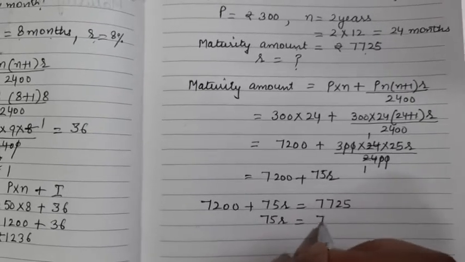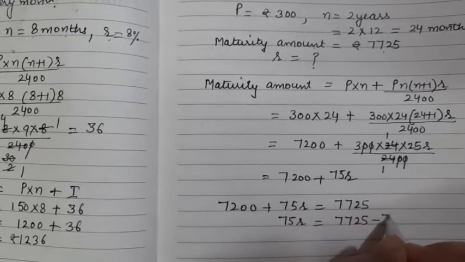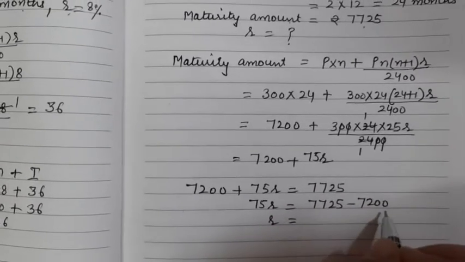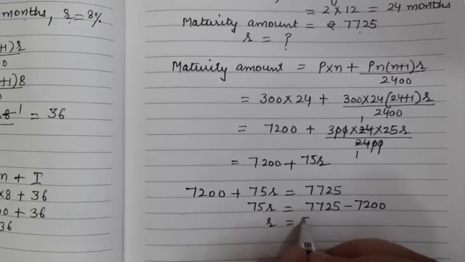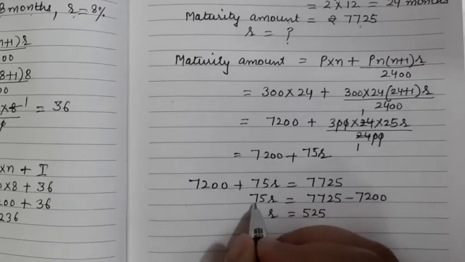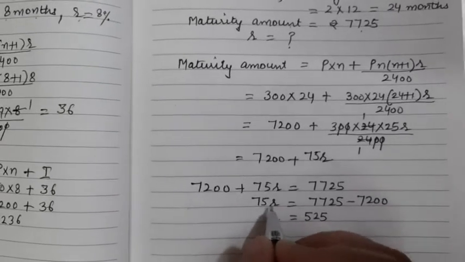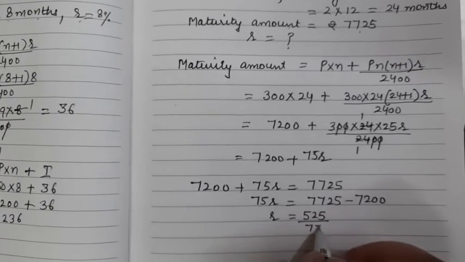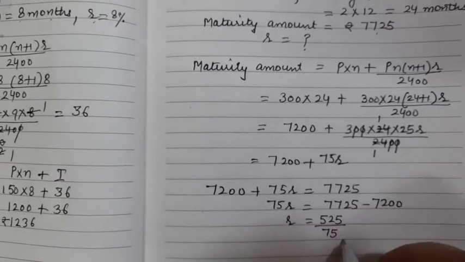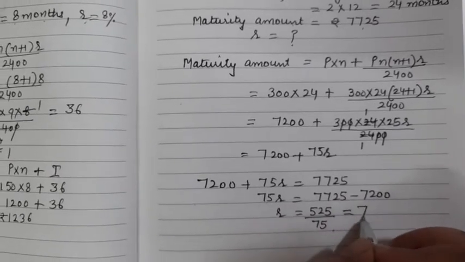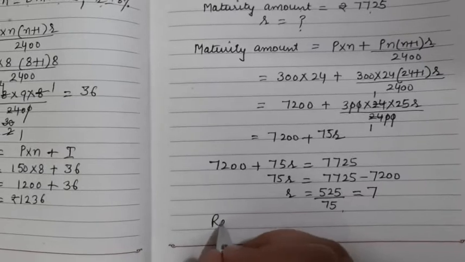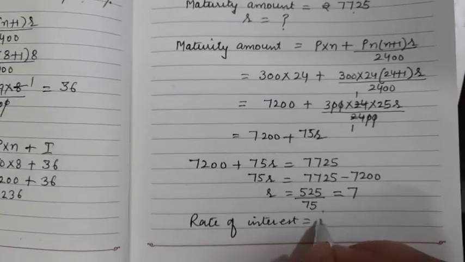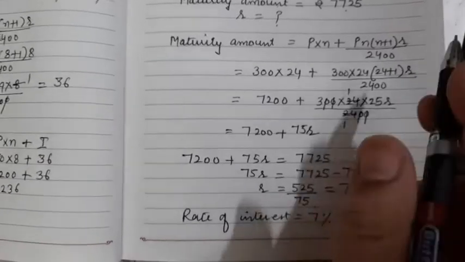75R equals 7725 minus 7200. R equals 7725 minus 7200 equals 525, and then 75 multiplied with R goes in the denominator on the other side. So 525 divided by 75 equals 7. So here the rate of interest is equal to 7%.